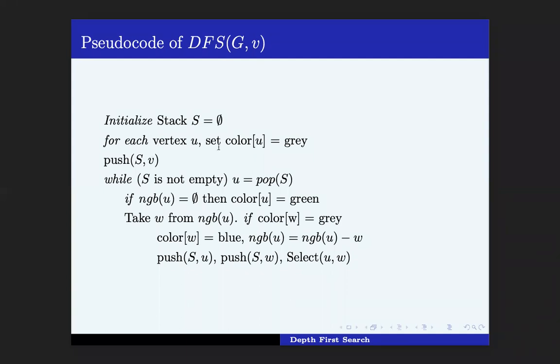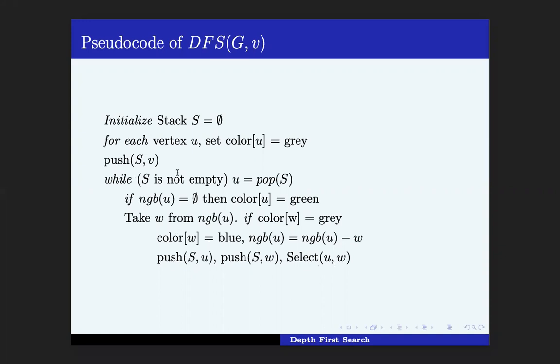Okay, I'll start from, first of all, I take all of the vertices. For every vertex there is a marker called color, and the color has been set to gray. So I start with pushing the initial vertex V in the stack. That is my starting point. Then what do I do? How long should I continue? Till the stack is empty. If the stack is non-empty, I should continue.